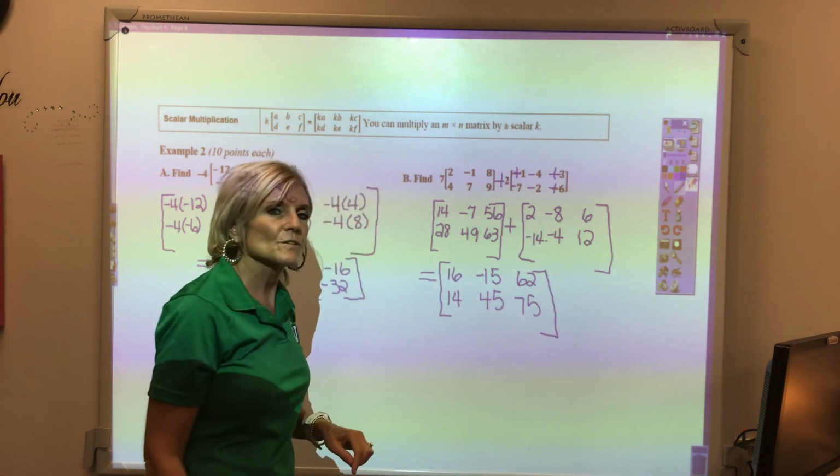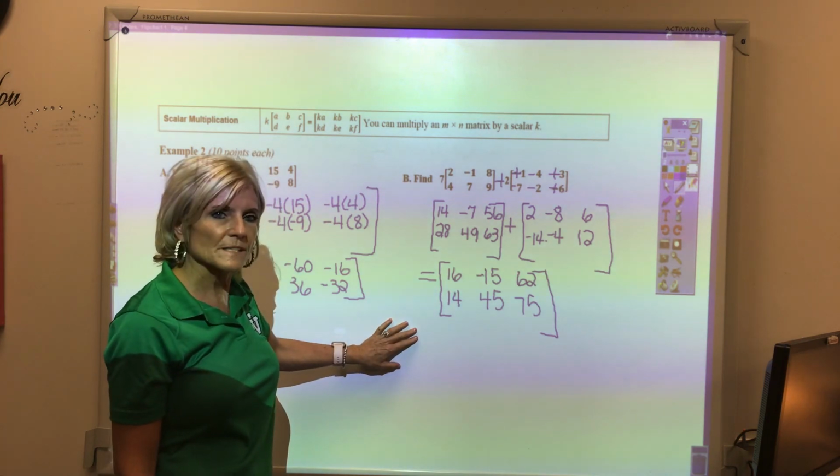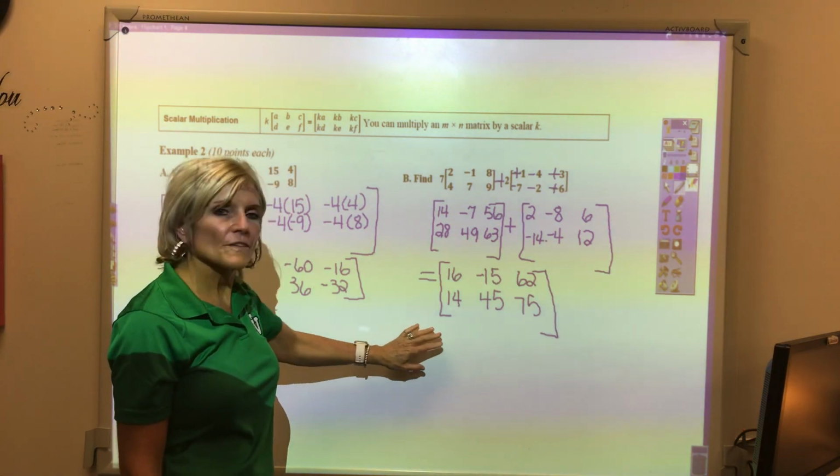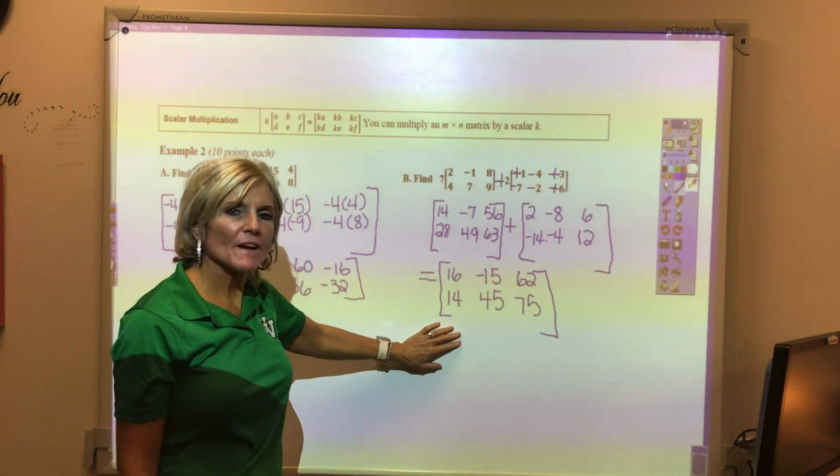So now you know how to multiply by a scalar, add and subtract matrices. This is all of 3.5. I hope that you found these fun, and I hope you have a great day.